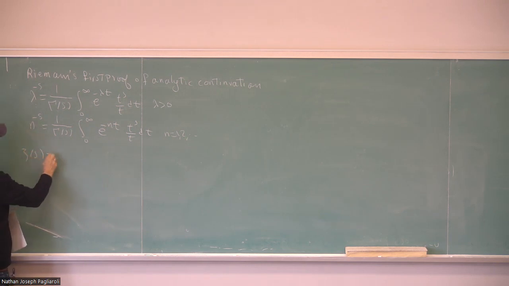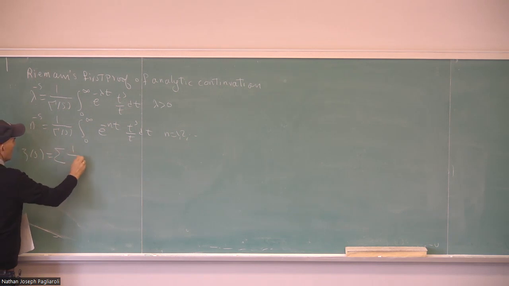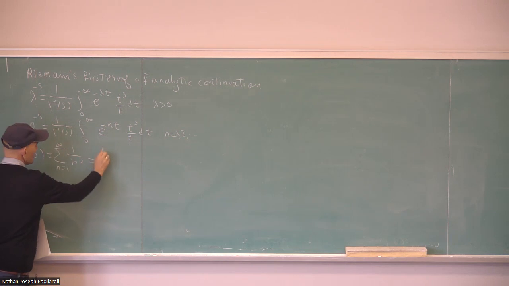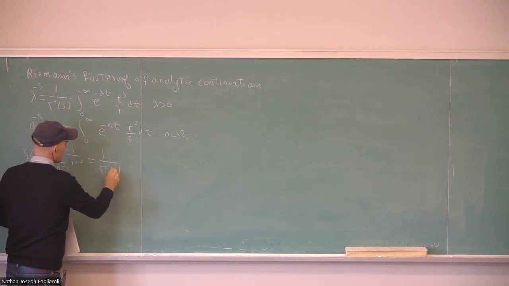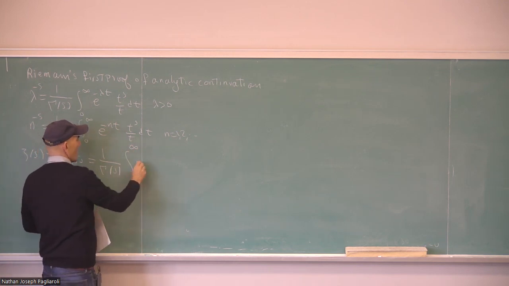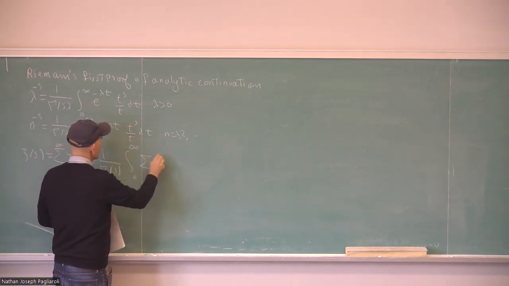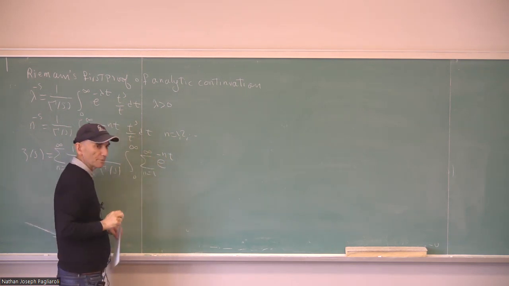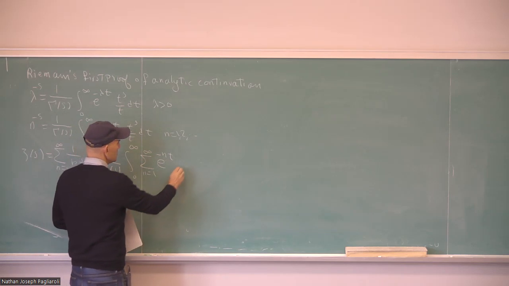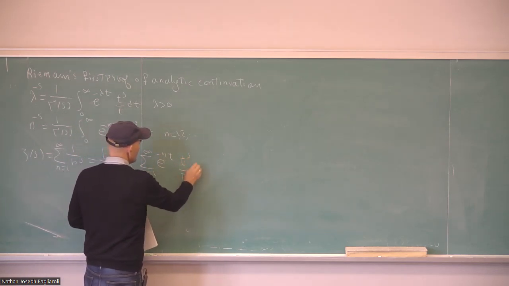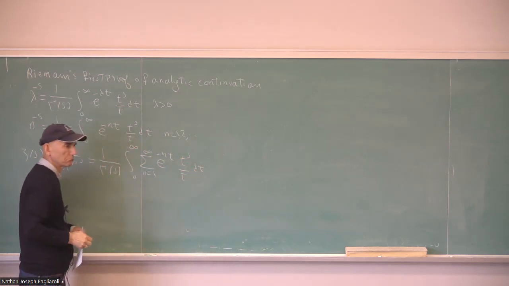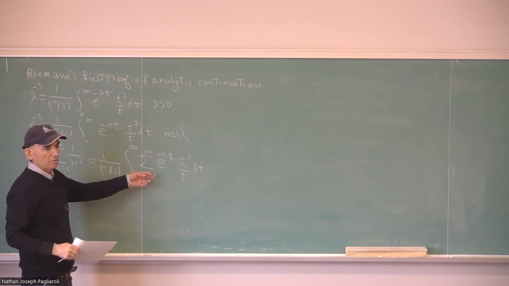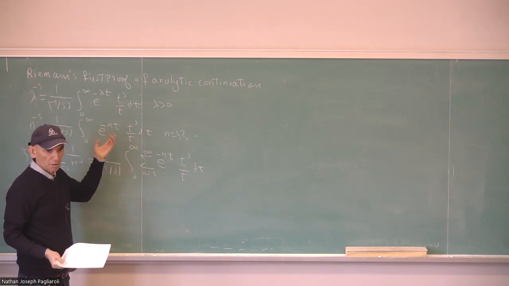So it follows that zeta, which is the sum of 1 over n to the s, is equal to 1 over gamma of s, integral from 0 to infinity, of the sum of e to the minus nt, with n from 1 to infinity, times t to the s dt over t. So these are the steps that we took in our derivation.